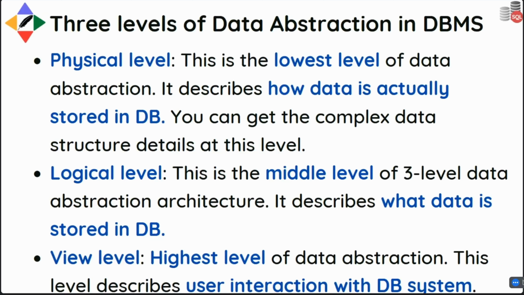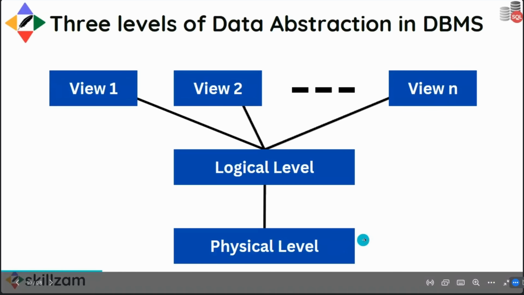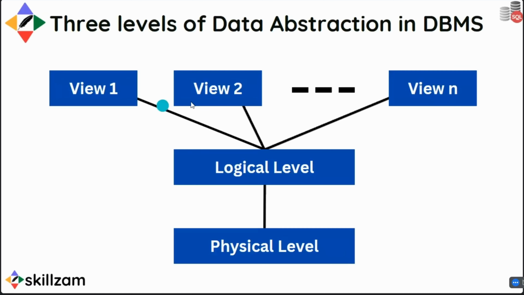These are the different layers of data abstraction that we observe in a database management system. This is a pictorial representation, which means there is a physical layer, a logical layer, and there are n number of views that can be created out of those logical and physical layers. The physical layer talks about how the data is stored, the logical layer talks about what kind of data has been stored, and the view talks about how the user interacts with that database management system.